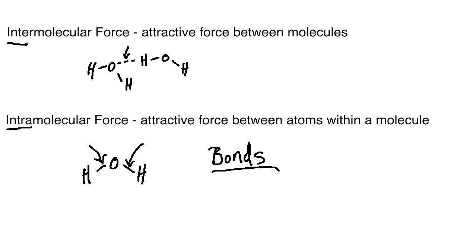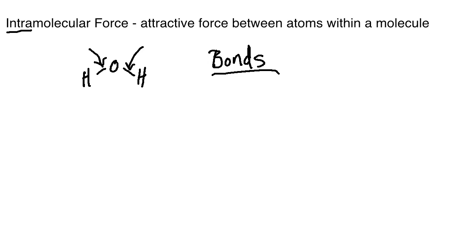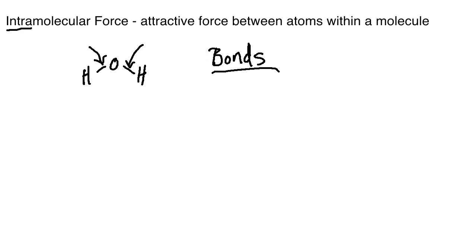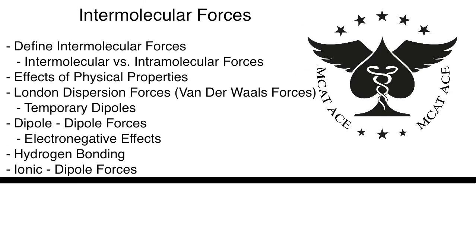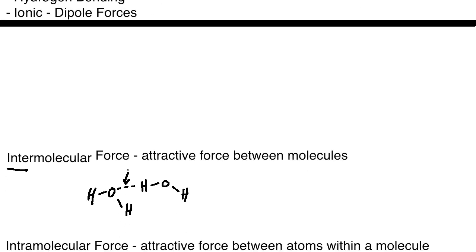Now, what are some of the expected effects that this is going to have when we increase in strength? So remember, I'm going to come back up here for a second, we said that the London dispersion forces are going to be the weakest, and then we increase from there. So dipole-dipole forces, hydrogen bonding, and then finally the ionic dipole forces are going to be the greatest.